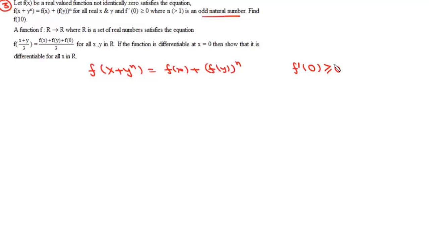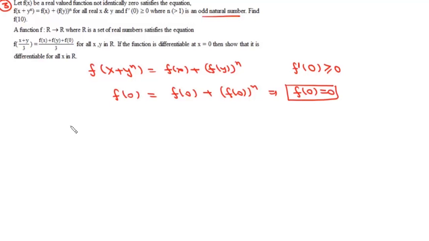Now first we'll find the value of f(0). If we put x and y both 0, it will be this f(0), and this is f(0) to the power n. So from here we can say the value of f(0) is 0.